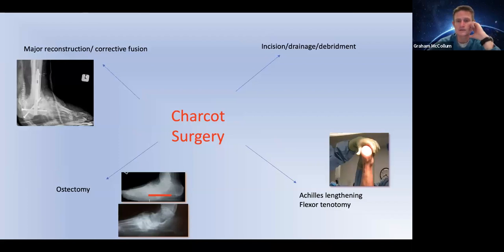There's just four things we do. One is to do an IND. The other is to lengthen the Achilles tendon or perform flexor tenotomies on the toes, or to perform an ostectomy. So that's just removing plantar bone, like you can see in this case. This is quite a stable midfoot Charcot, but with quite a prominent cuboid there, which was just taken out with a lateral incision. And then major reconstruction or corrective surgery.